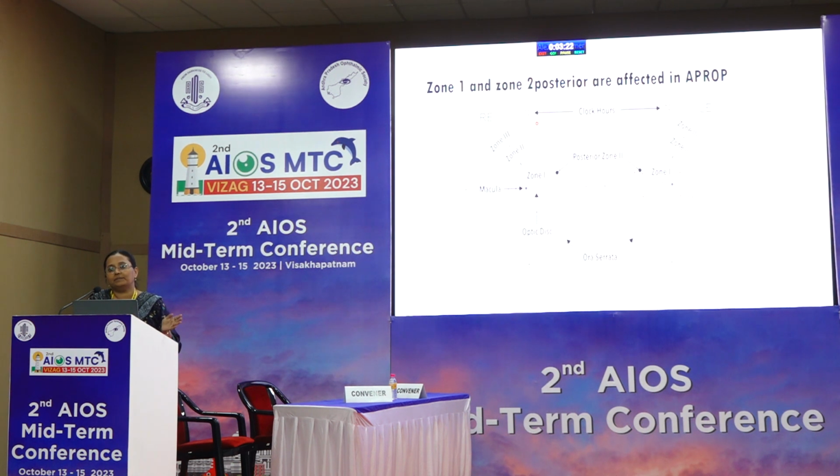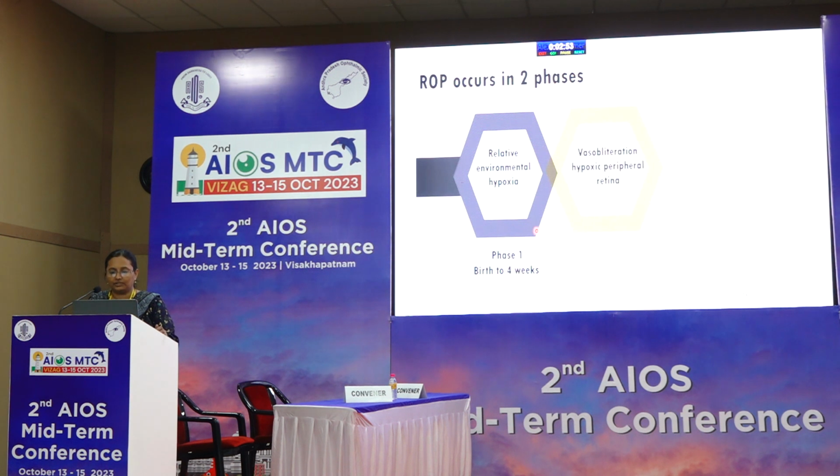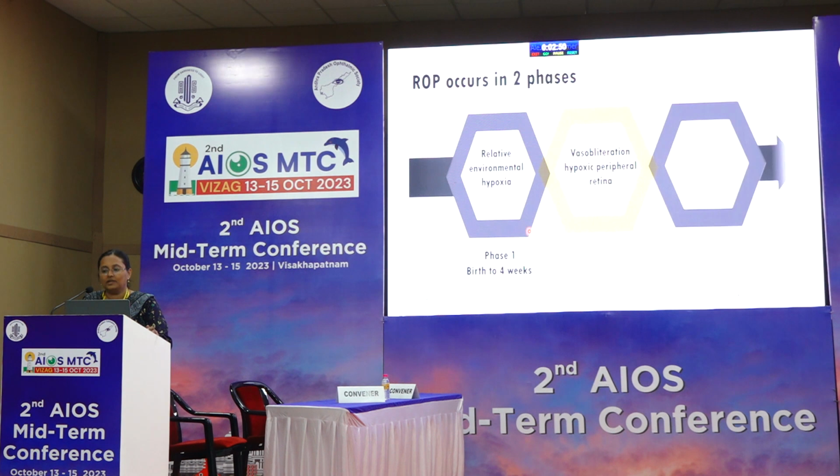So these preterm babies who are born much before will have a lot of immature retina, and they are also susceptible to a lot of turbulent early neonatal period, because of which they may develop ROP. ROP occurs usually in two phases. Initially there is relative environmental hypoxia in phase 1, which is between birth and 4 weeks, because of which there is vasoobliteration and hypoxic peripheral retina. Because of this hypoxia, in phase 2 there is a secretion of VEGF and insulin like growth factor 1, which leads to neovascularization.